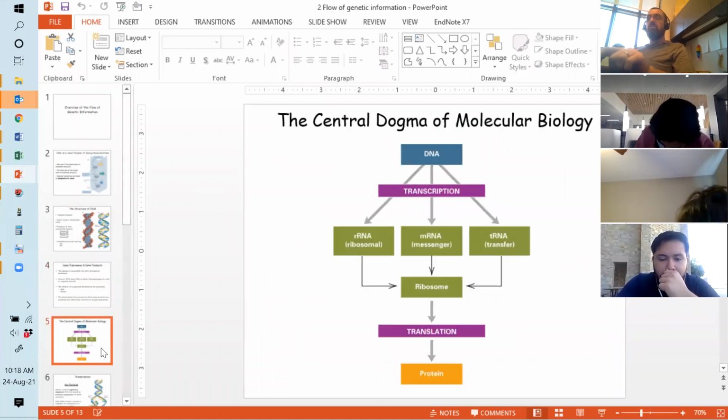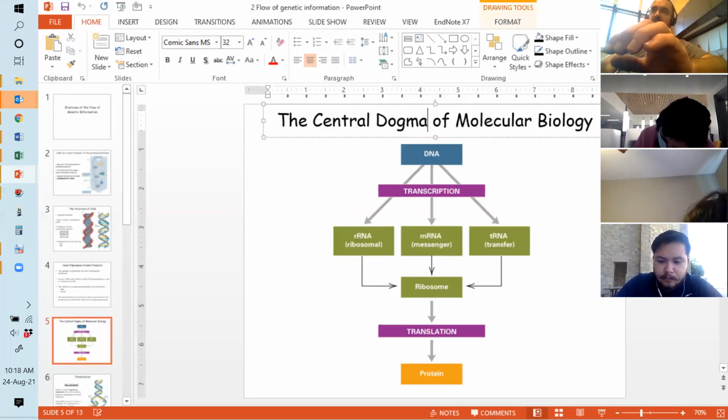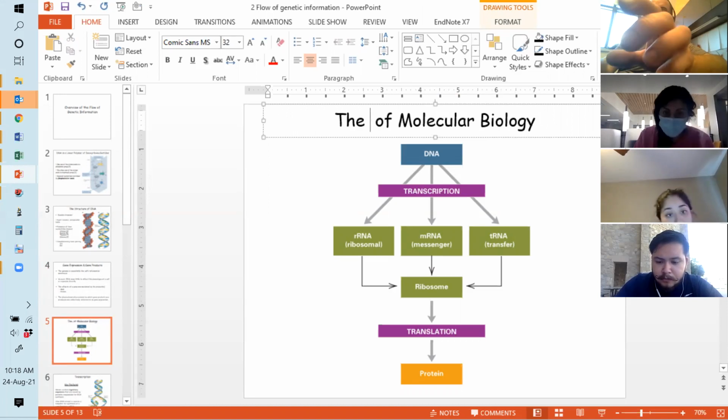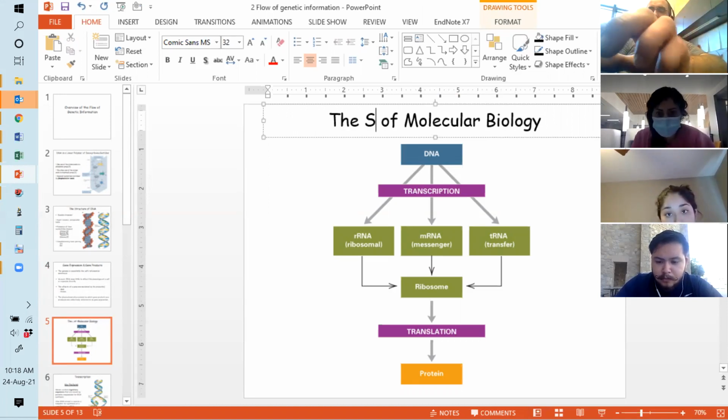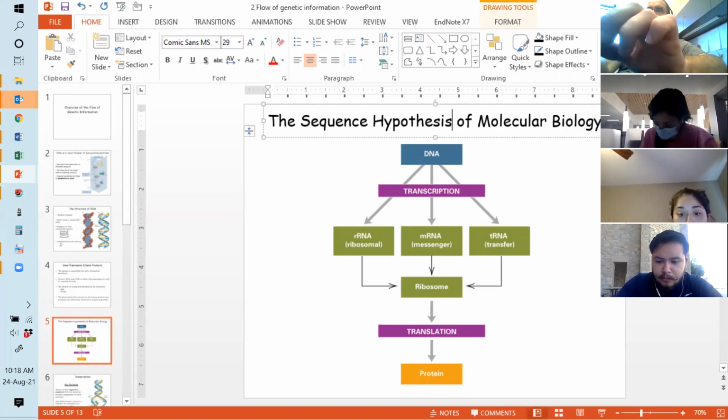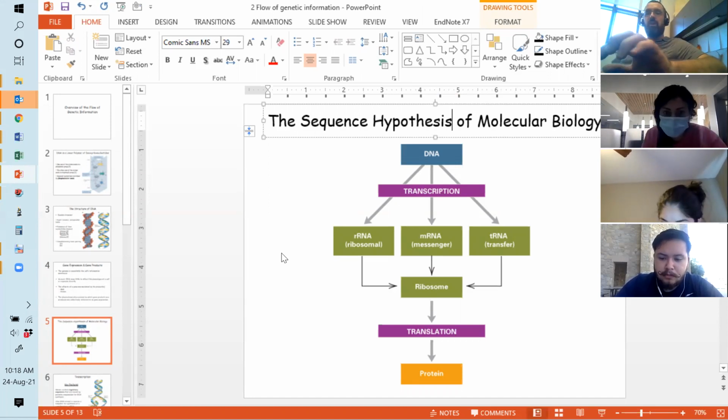And gene expression is really, I mean, this is called the central dogma. It really should be called the sequence hypothesis. It's a bit of a misconception, one of my bugbears of teaching genetics. I'll have to change that at some point. Actually, let's do it now before I forget. There you go. I'll upload a new version later.